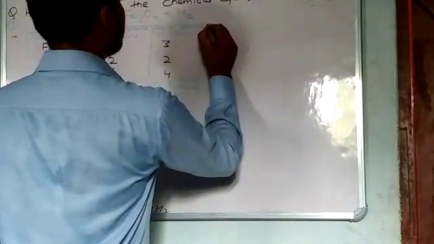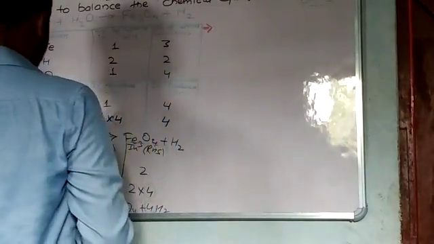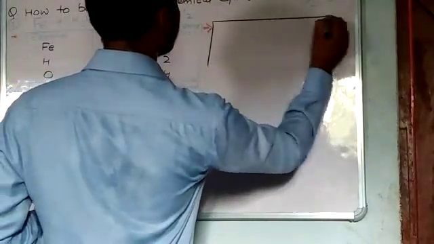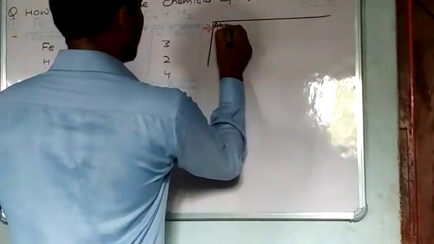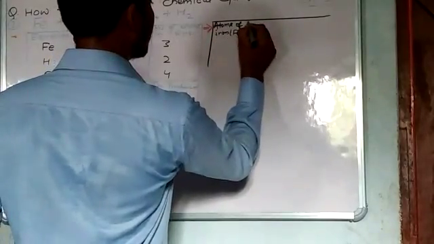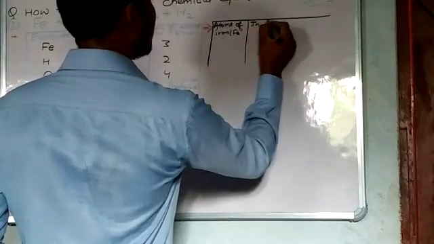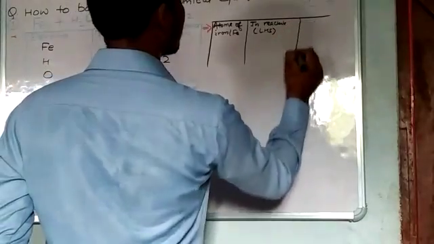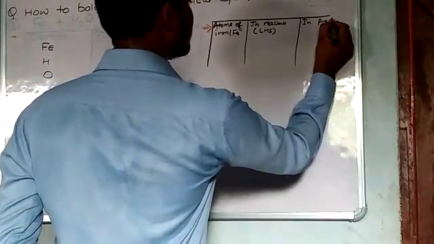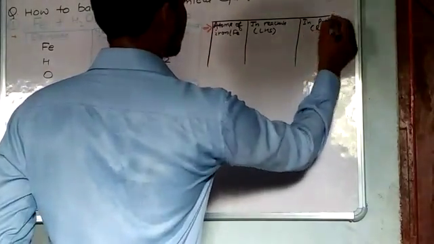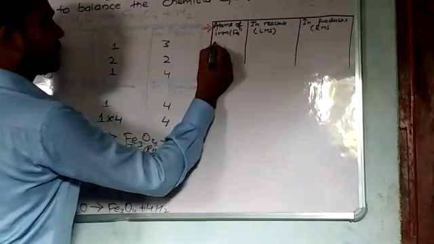Let us proceed to the third step, which is to balance Fe. Now again make a table: atoms of iron, which is Fe, in reactants or LHS, and in products, RHS. Okay, first step is initial.